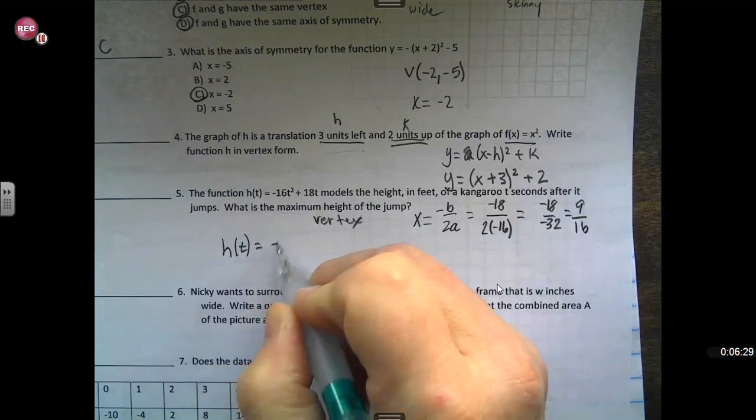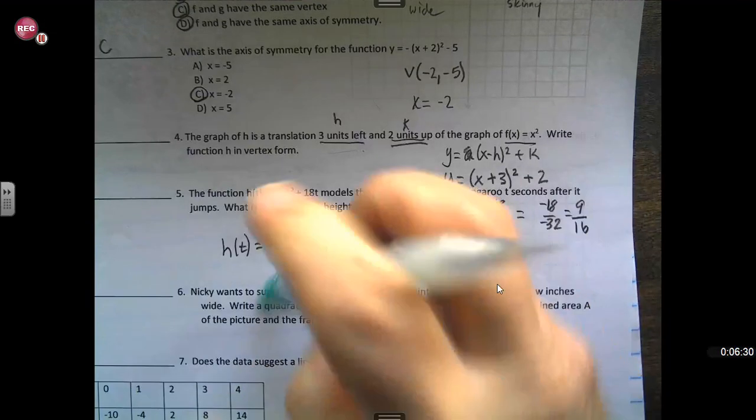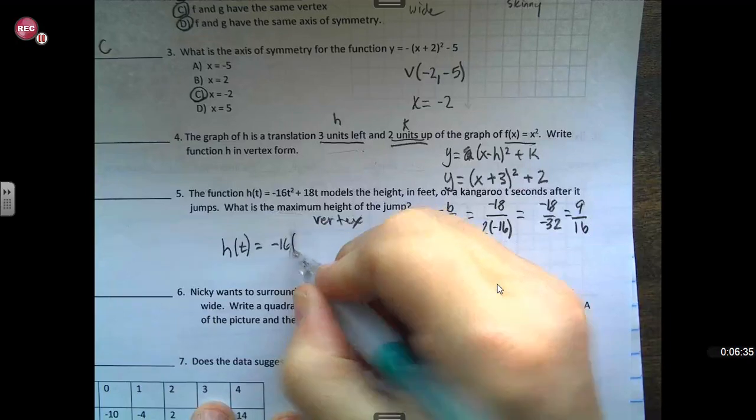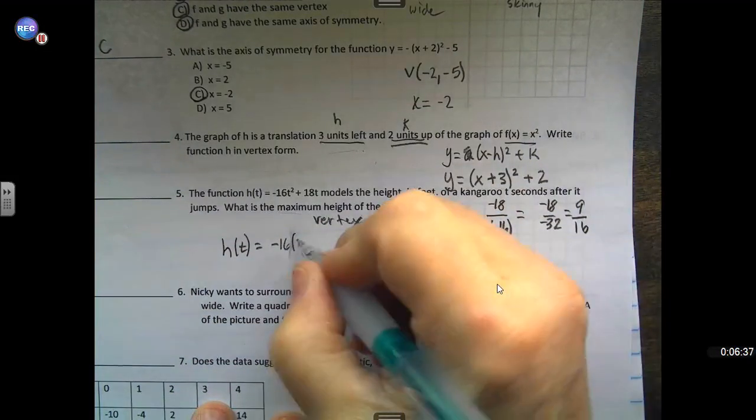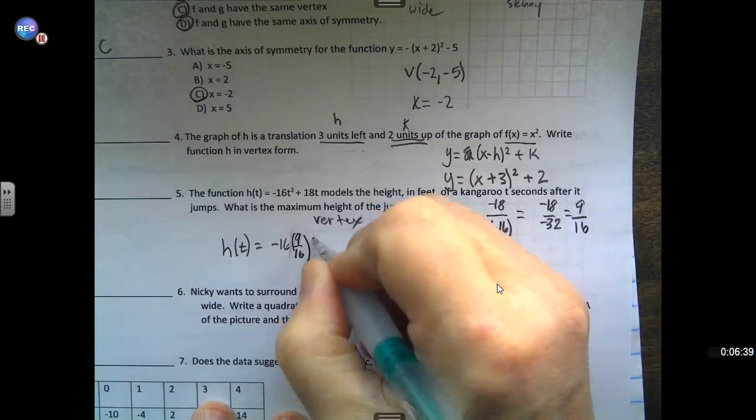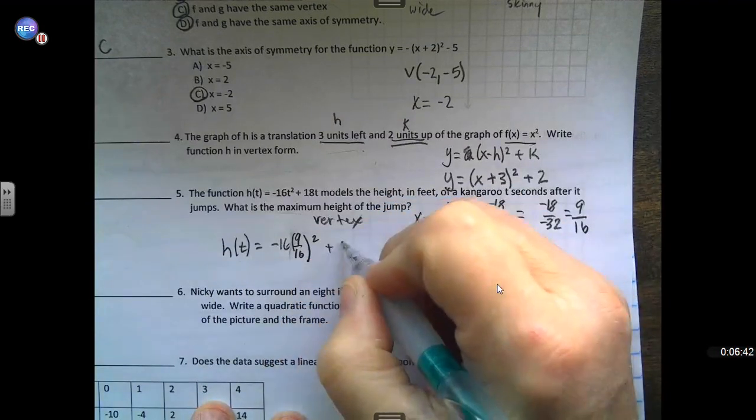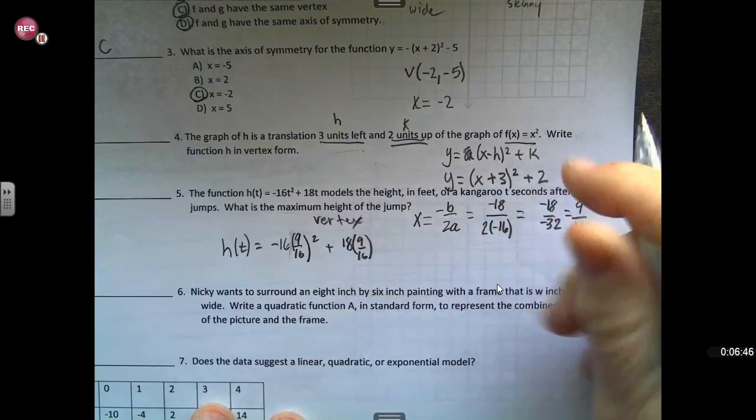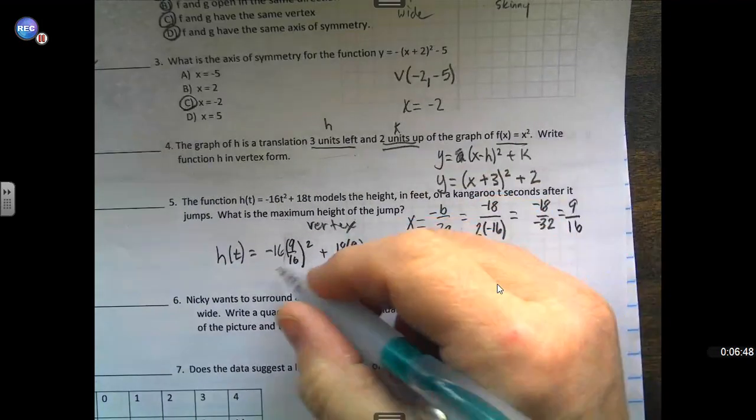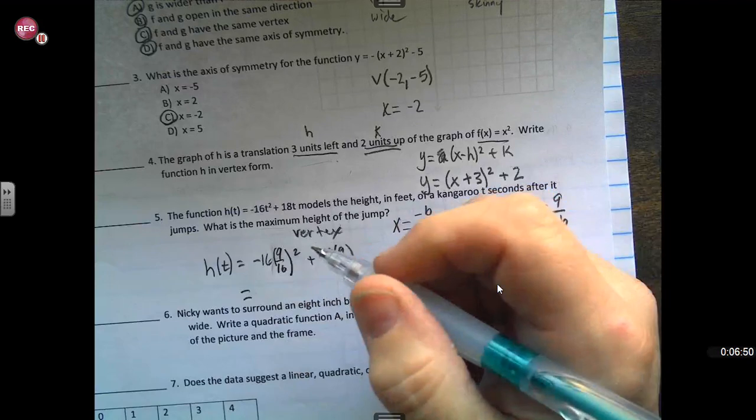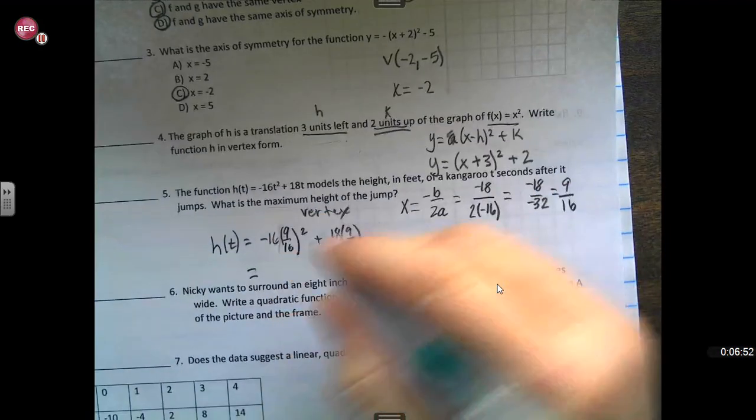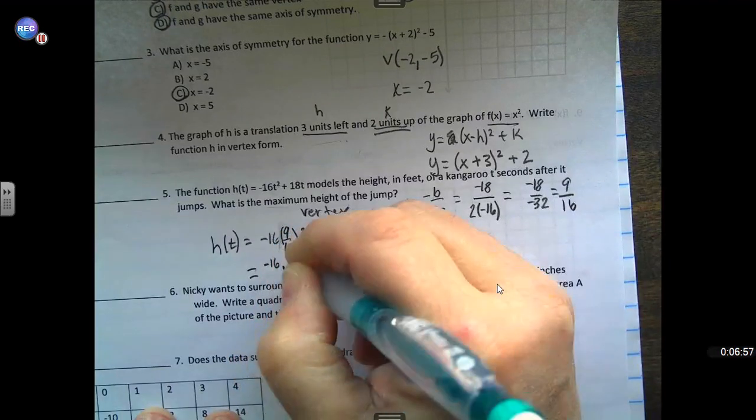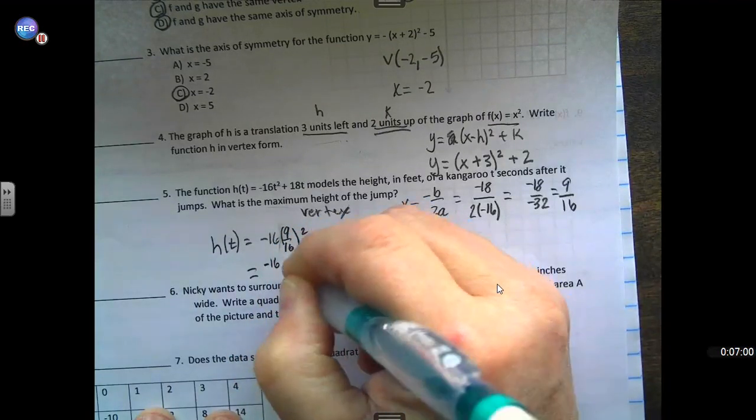So we're going to take negative 16 times 9/16 squared plus 18 times 9/16. Okay, I have to do some math here. This is going to be negative 16 times 81 over 256.